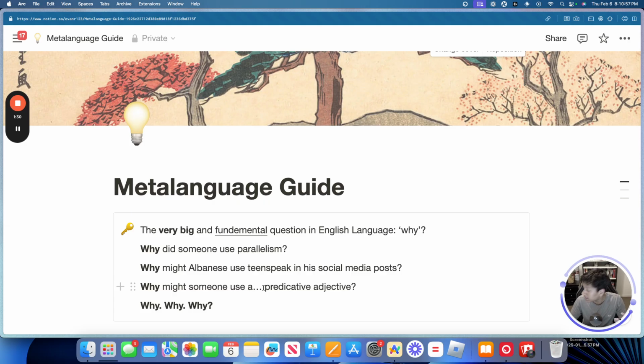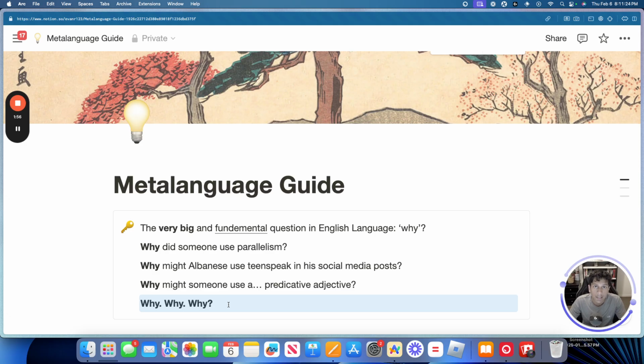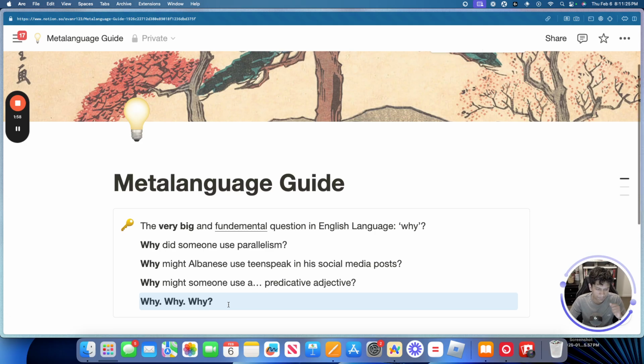We call this analytical descriptions, analytical commentaries, because we care about analyzing why certain language choices were made, not what aura means or what some phrase means or what some declarative sentence means, but why they chose to use that meta language device. So it could be, for example, why did someone choose to use parallelism? Why did Albanese in that case choose to use teenspeak? Why might someone use a predicative adjective? The big question again, over and over again, is why.